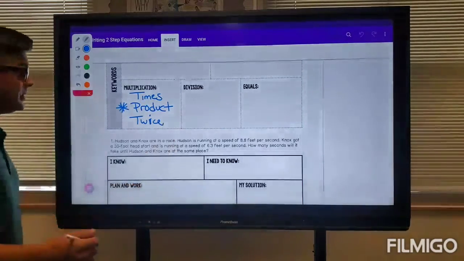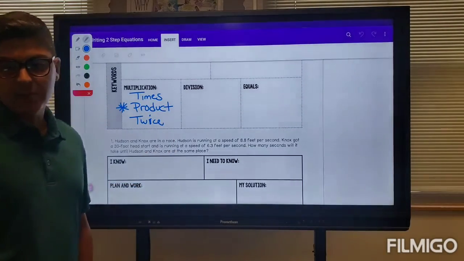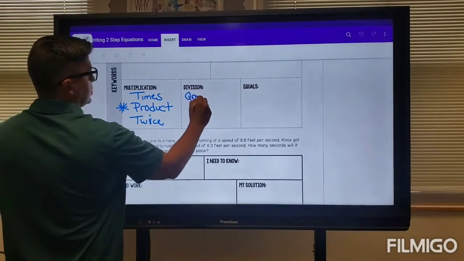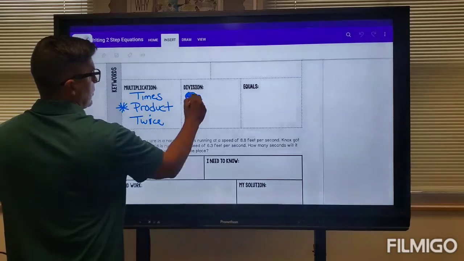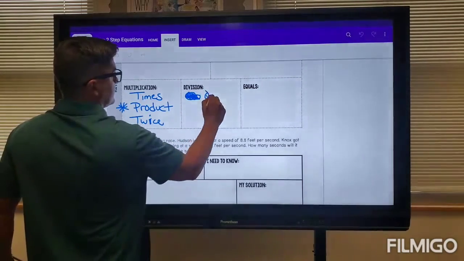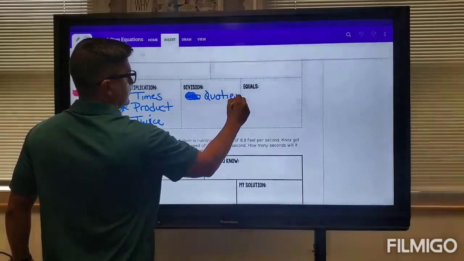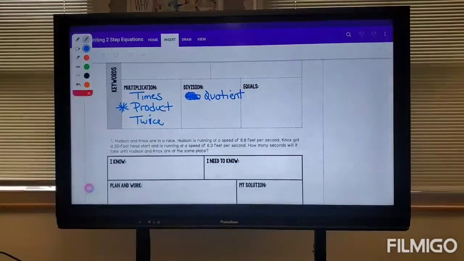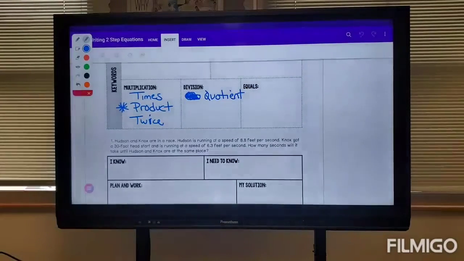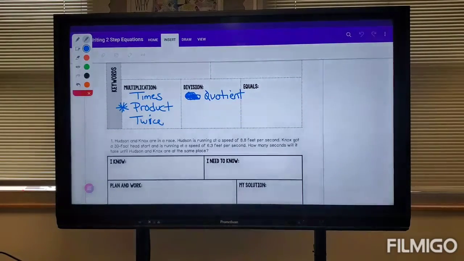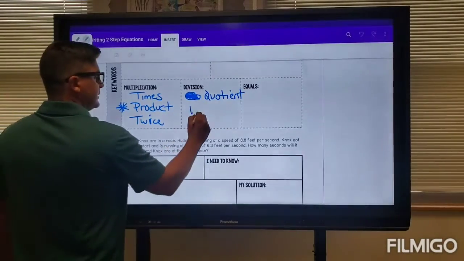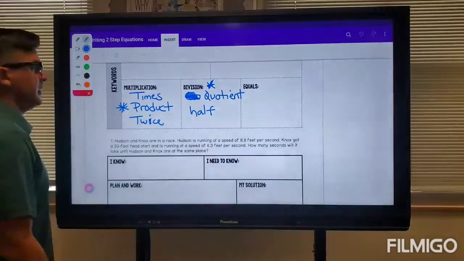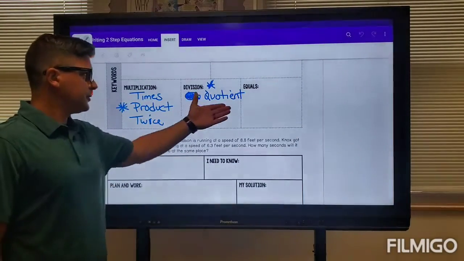For this one, for division, we have a couple different ones, and I would probably say that the most commonly used is "quotient." We have a couple others. "Half," sometimes you'll see half, but I would say quotient is probably the most important one, most commonly used.